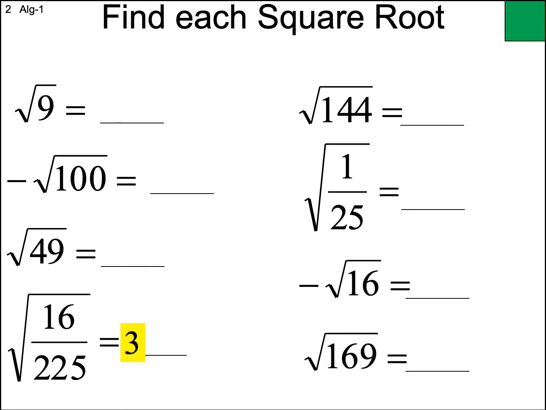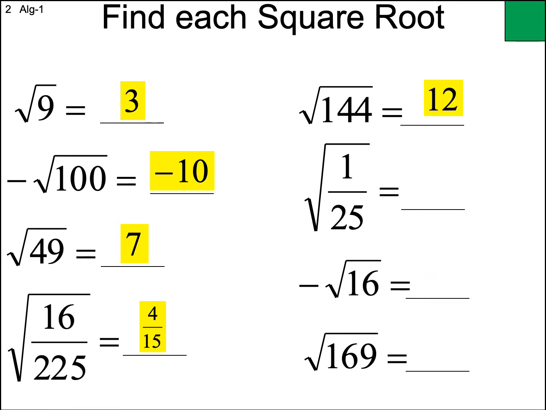All right, square root of 9 is 3. Negative square root of 100 is negative 10. Notice where that negative is. It's on the outside. Square root of 49 is 7. Square root of 16 over 225 is 4/15. How did I do that quickly? Because that box that I asked you to write, the first 16 perfect squares, 225 was there, and that was 15 times 15. Square root of 1 over 144 is 12. Square root of 1 over 25 would be 1/5.